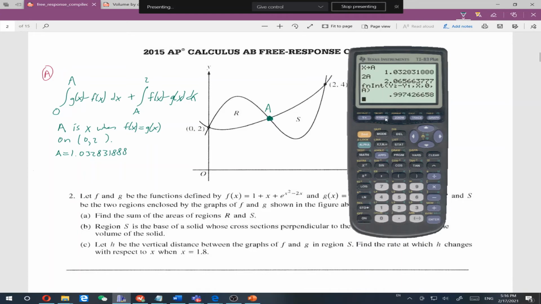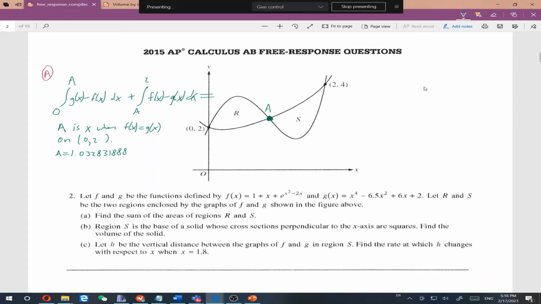Okay, so our first integral is 0.997. Actually, I don't need to type this yet because it just says find the sum of the areas. So I can just set this equal to and then give an answer, and that should be okay for the AP exam. So I'm going to call this region R plus S is equal to, and I'll give our final answer down here.